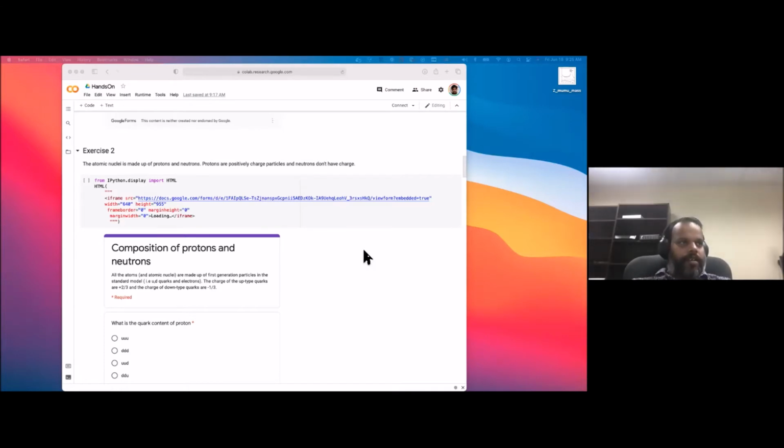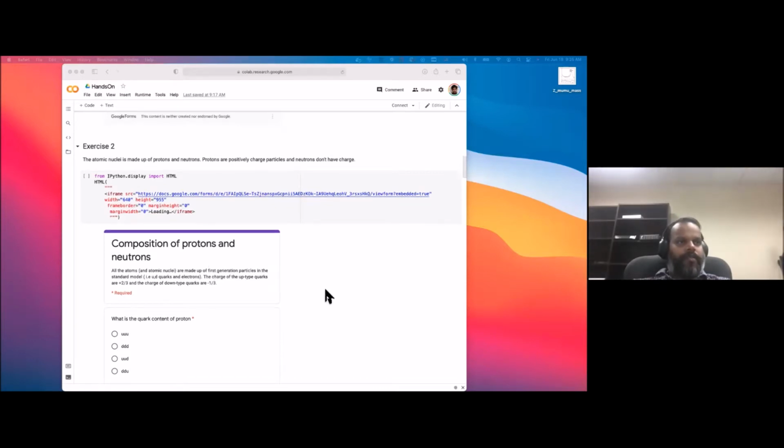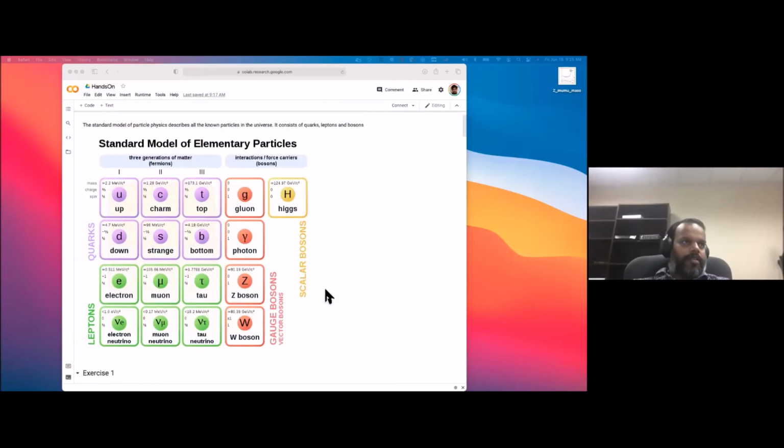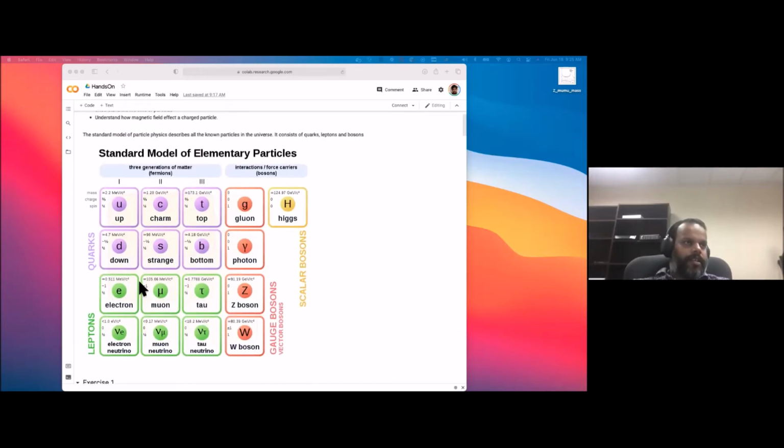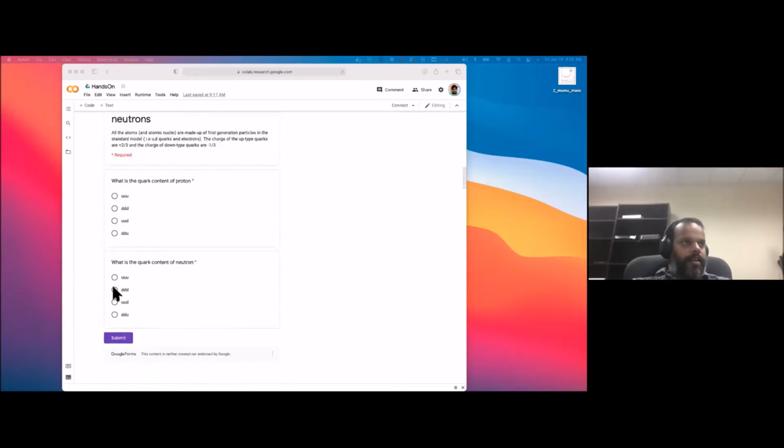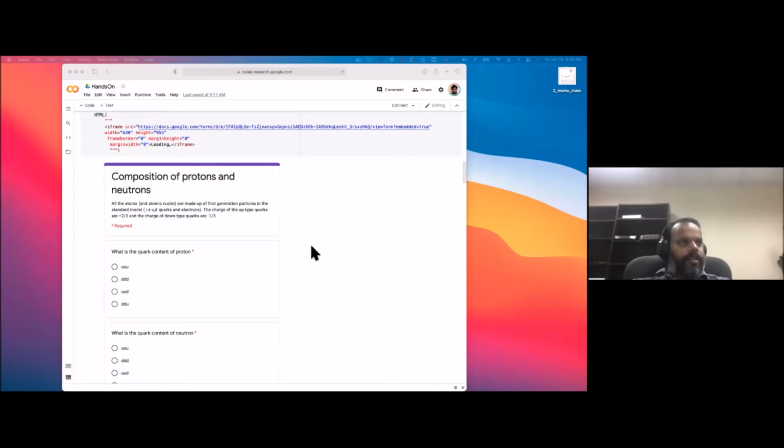Now, here's the question. All the atoms are made up of first generation particles in the standard model. Which means all the particles are made by these kinds of particles. So you have an up quark, a down quark, an electron, etc. That is the up, down, and electron. So the charge of the up type quark is positive 2/3. And the charge of the down type quark is negative 1/3.